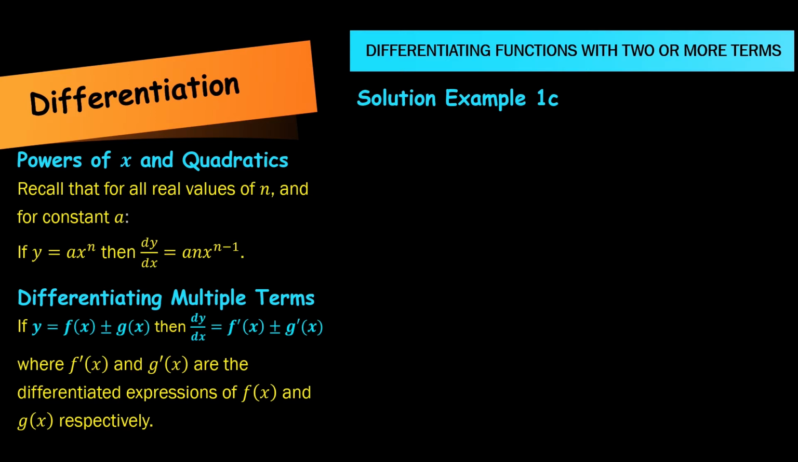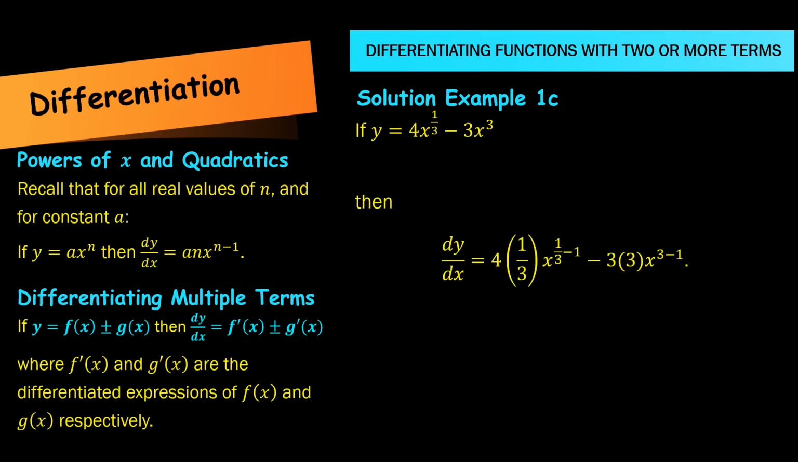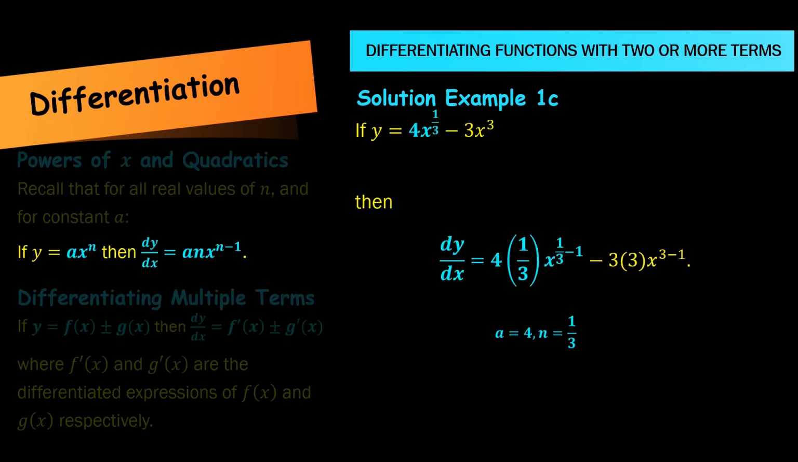Now let's solve example 1c. We are required to differentiate the expression on your screen. Now if y equals 4x to the power a third minus 3x cubed, we have this expression for dy dx. Again, let's break this down term by term. For the first term, a equals 4 and n equals a third. And for the second term, we have a equals minus 3 and n equals 3 to give this expression for dy dx.